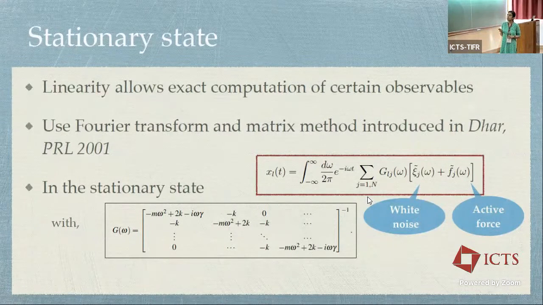So we use the Fourier transform and Green's function method, which was introduced by Abhishek in 2001. The displacement of the particle can be written in this form. You don't need to remember the exact form, just that it is linear in noise, with a Green's function matrix, which is the inverse of a tridiagonal matrix, which allows for exact computations. Here, xi tilde and f tilde are the Fourier transforms of the thermal white noise and the active component.